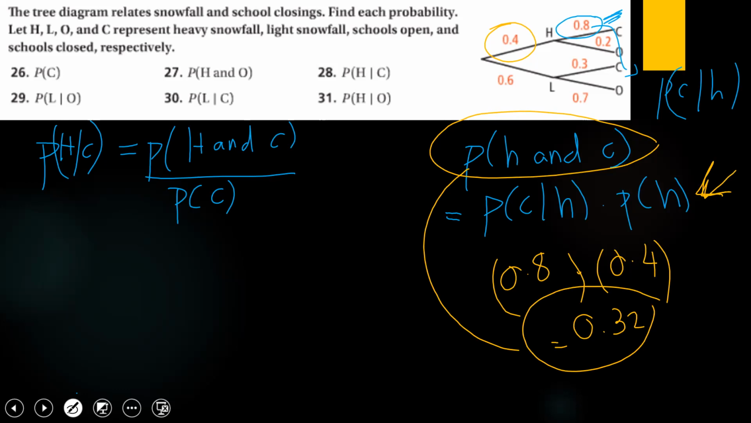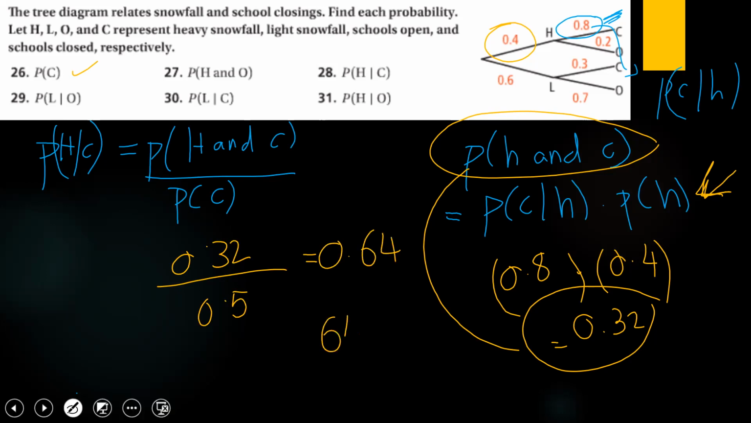So the probability of H and C is 0.32 over the probability of C that we found in number 26, 0.5. When you divide them, you get 0.32 over 0.5, which is 0.64 or 64%. Is it clear now?